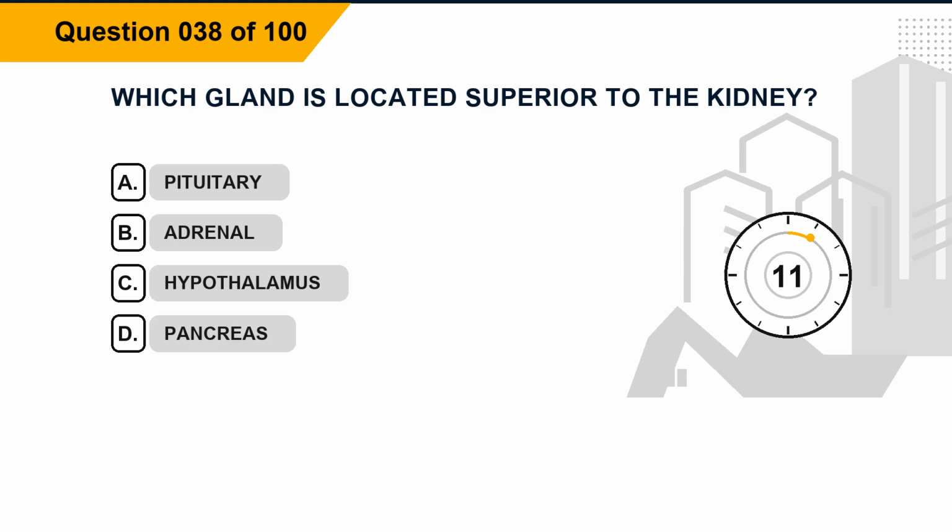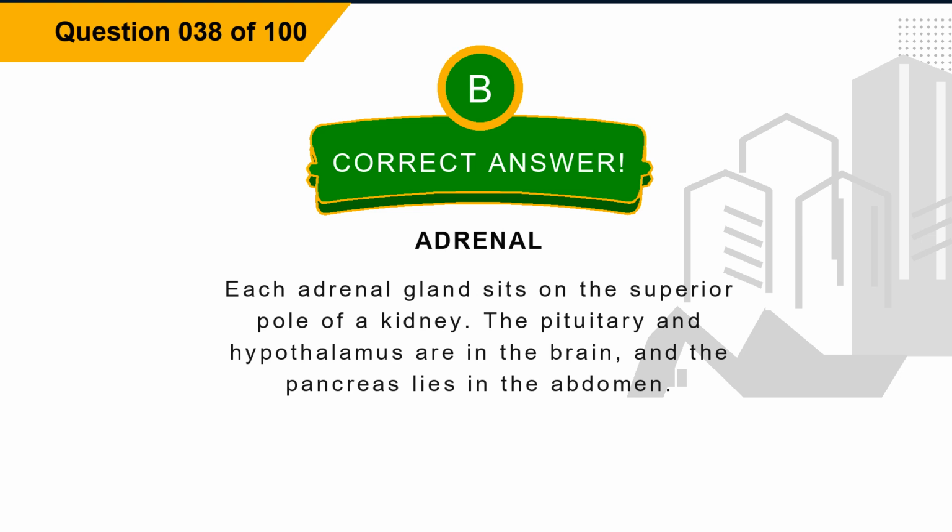Question 38. Which gland is located superior to the kidney? Option A, pituitary. Option B, adrenal. Option C, hypothalamus. Option D, pancreas. The correct answer is option B, adrenal.